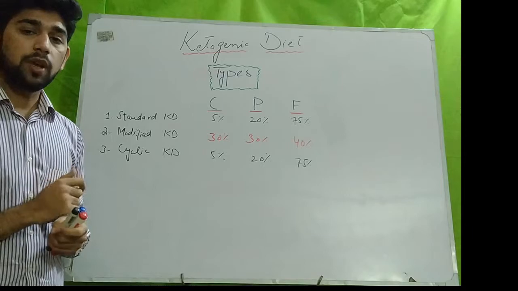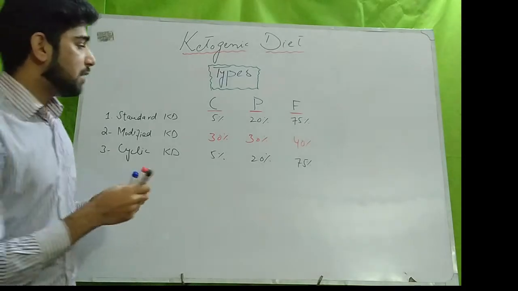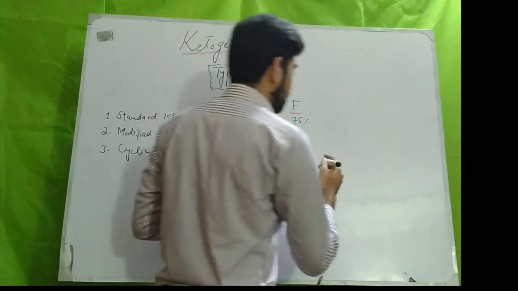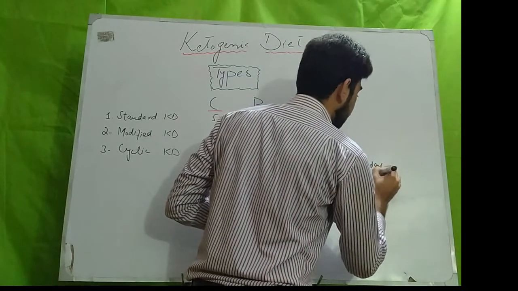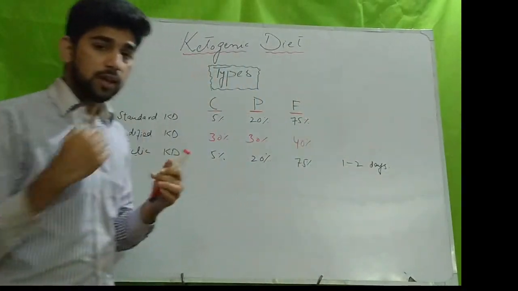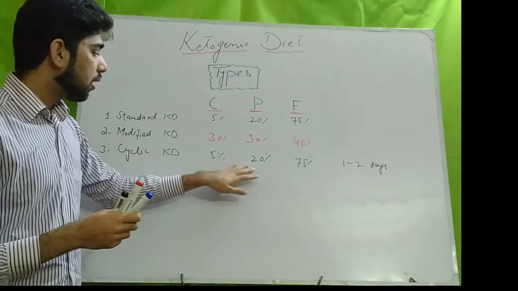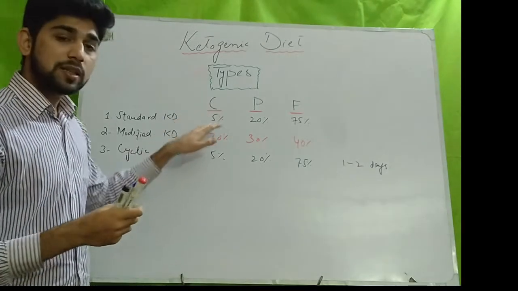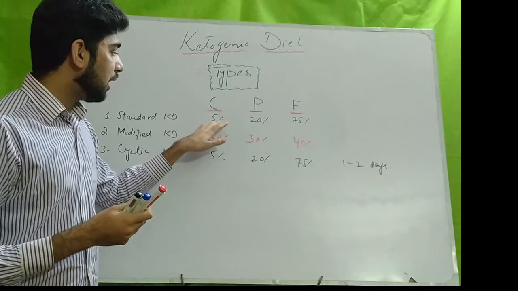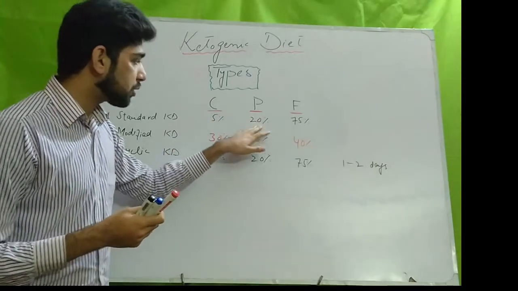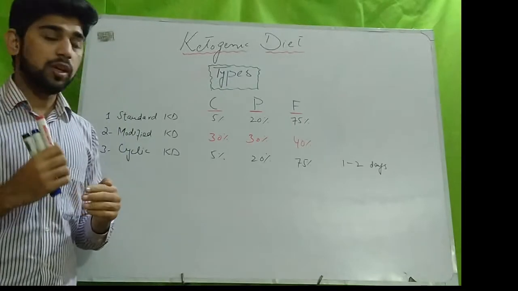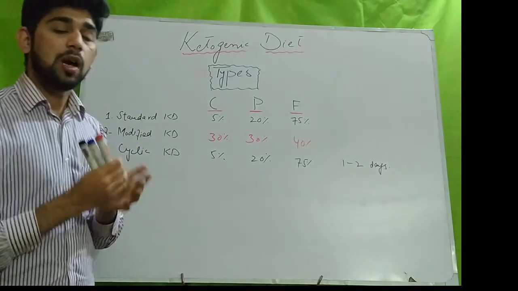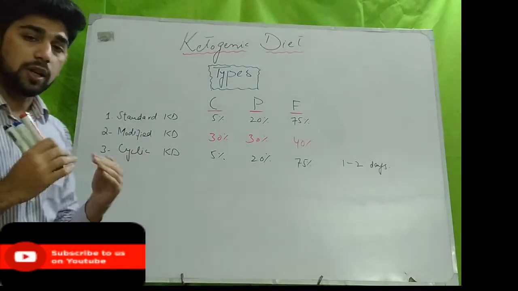In this type of diet, carbohydrates can be added for 1 to 2 days in a week, and in the remaining 5 days, we'll use the standard ketogenic diet, that is 5% carbohydrate, 20% protein, and 75% fat. While for 1 to 2 days of the week, we can add carbohydrates in our diet.